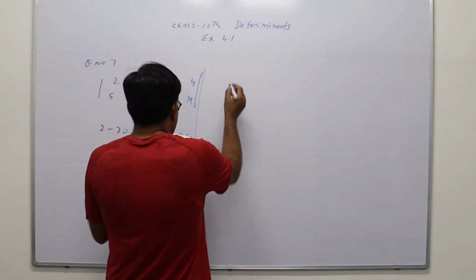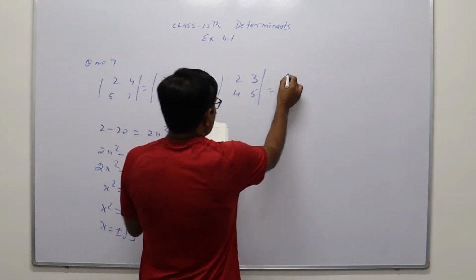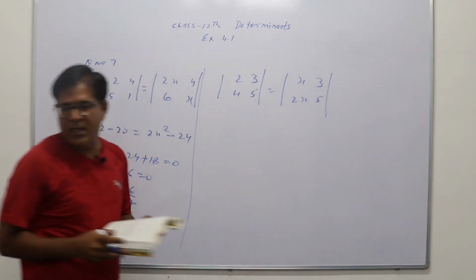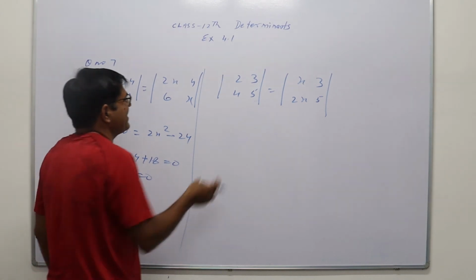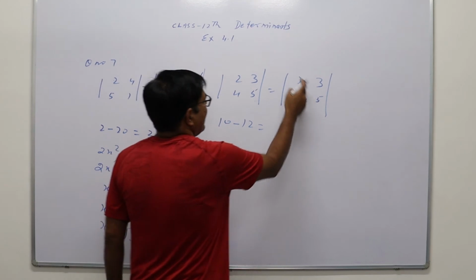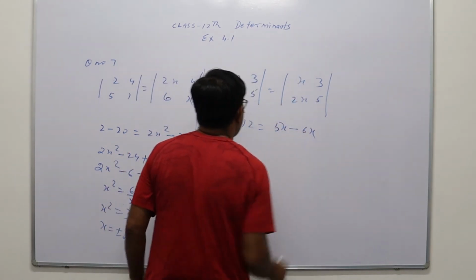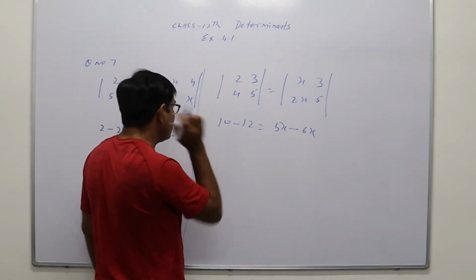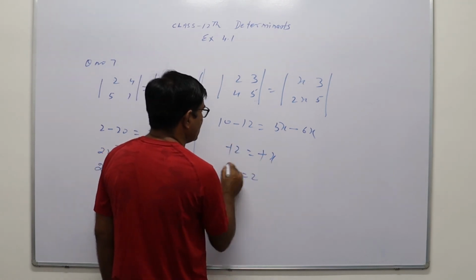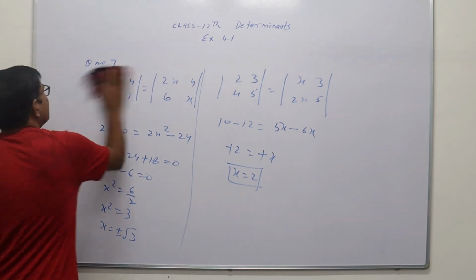Then the second question: determinant of 2, 3, 4, 5 is equal to determinant of x, 3, 2x, 5. Very easy question. Determinant of 2 cross 2, very basic. 5 into 2, 10, minus 4 threes are 12, equals 5 into x, 5x, minus 2x into 3, minus 6x. So 10 minus 12, minus 2, is equal to minus x, minus minus plus, so x is equal to 2. This is the next question.